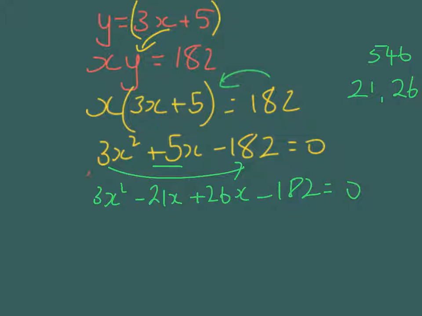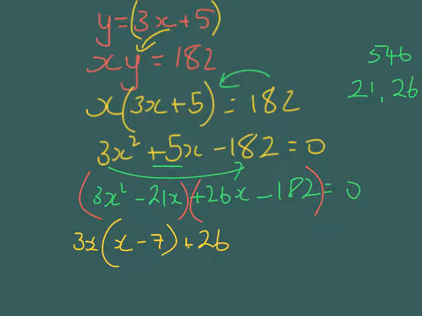And then I factorise each of those sets. Factorising 3x squared minus 21x gives me 3x, bracket x minus 7. Then I factorise 26x and 182, so plus 26, because 26 goes into 182 7 times, bracket x minus 7 equals 0. What you're trying to do with this step is to make sure that the two brackets are the same. If they're not the same, you can't carry on. I'm going to carry this on the next page because we're running out of room.